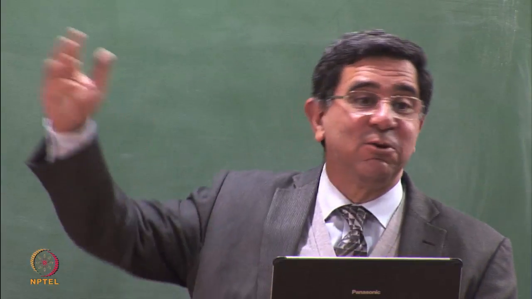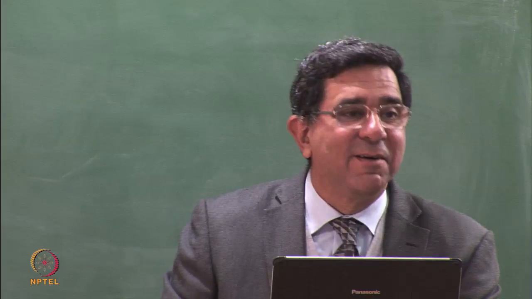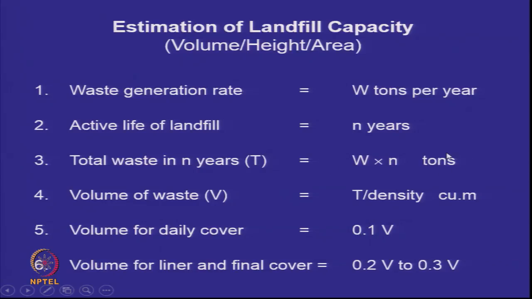So if you are a negative growth rate society, and there's a positive growth rate society like India. So if you have a population growth rate, then this has to be multiplied by that appropriate figure. I mean, it's like just simple interest or compound interest. You have a population growth figure, so it will be 1 plus something to the power of n. And then you'll get the total waste in your design period of n years. You divide this total waste by the density, and you'll get the volume.